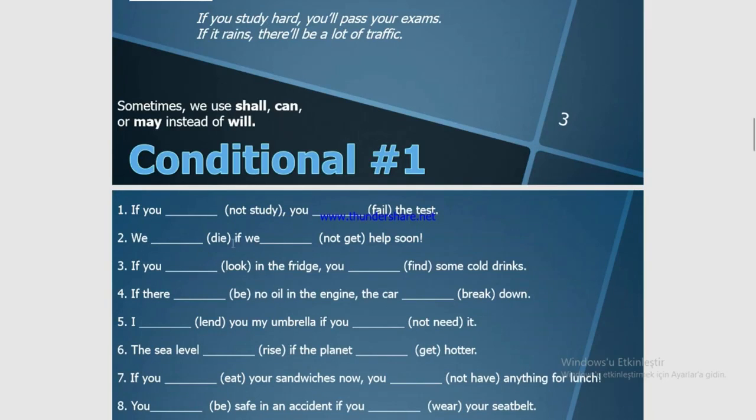So we die if we not get help soon. Please do not relate this sentence to our situation at the moment. When I say our, I mean the whole world. This is going to end quite soon in a great way, I hope. Fingers crossed.